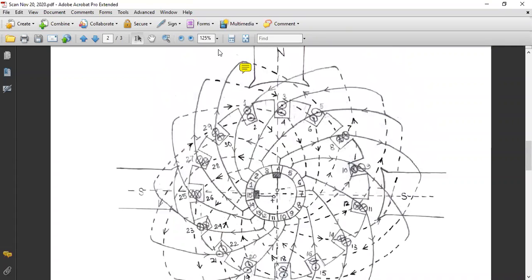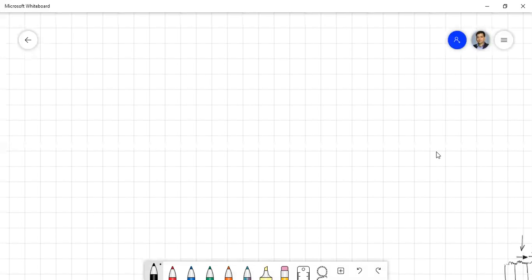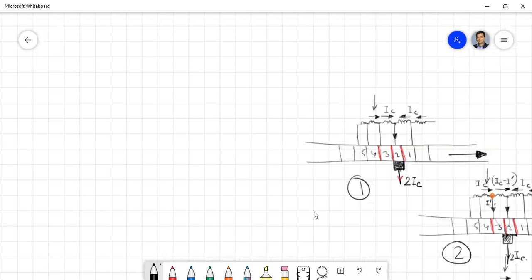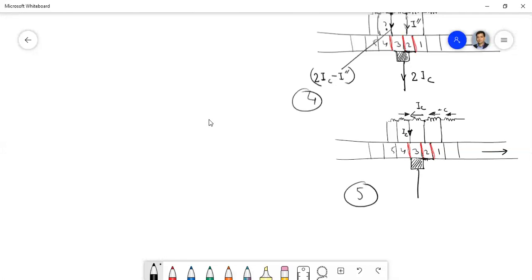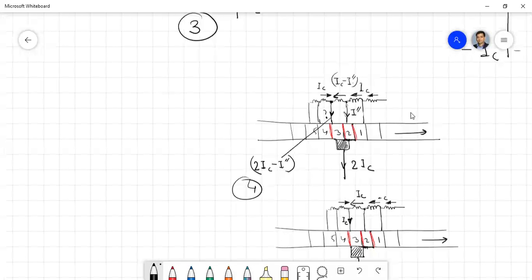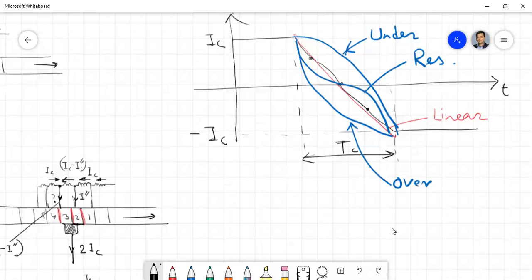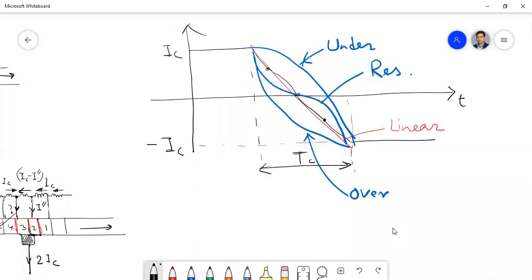Okay, so let me stop this share because we have already discussed that, and let me start the class with the commutation process. So we have already discussed how the current in a particular coil gets reversed, and that is called the commutation. So I think we discussed this in the last class. So if at any instant some coil carries IC current, after commutation it will carry a minus IC current, and this process of reversal of the current direction is called the commutation.